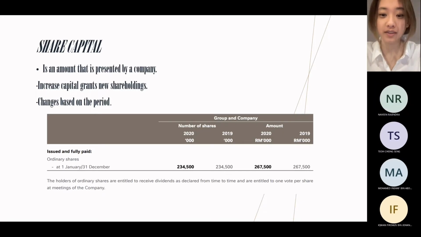Authorized share capital is the maximum amount of capital that a company can issue to stakeholders as agreed in its Articles of Association. In financial year 2020, the company's total issued share capital and paid-up capital is 267,500,000 and the number of shares is 234,500,000. The company allotted shares of RM1 each of ordinary shares in the company to eligible executives or eligible employees.